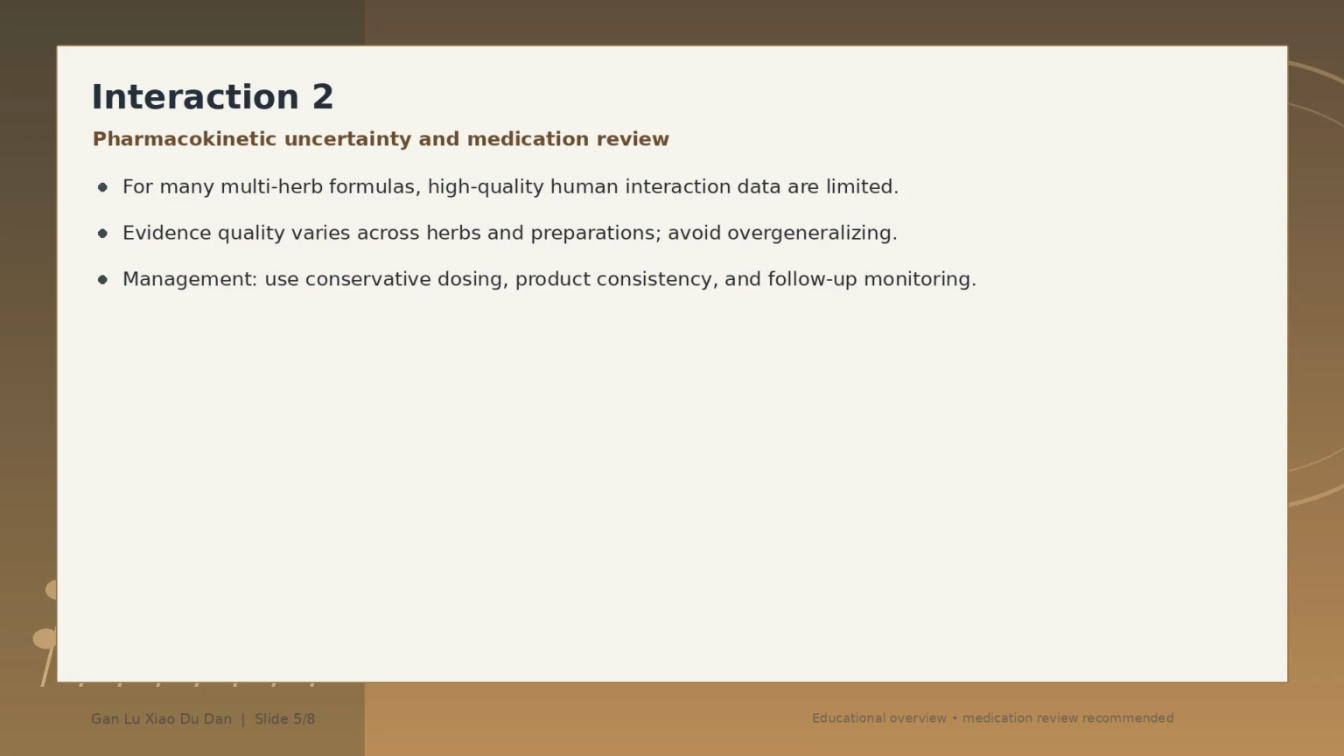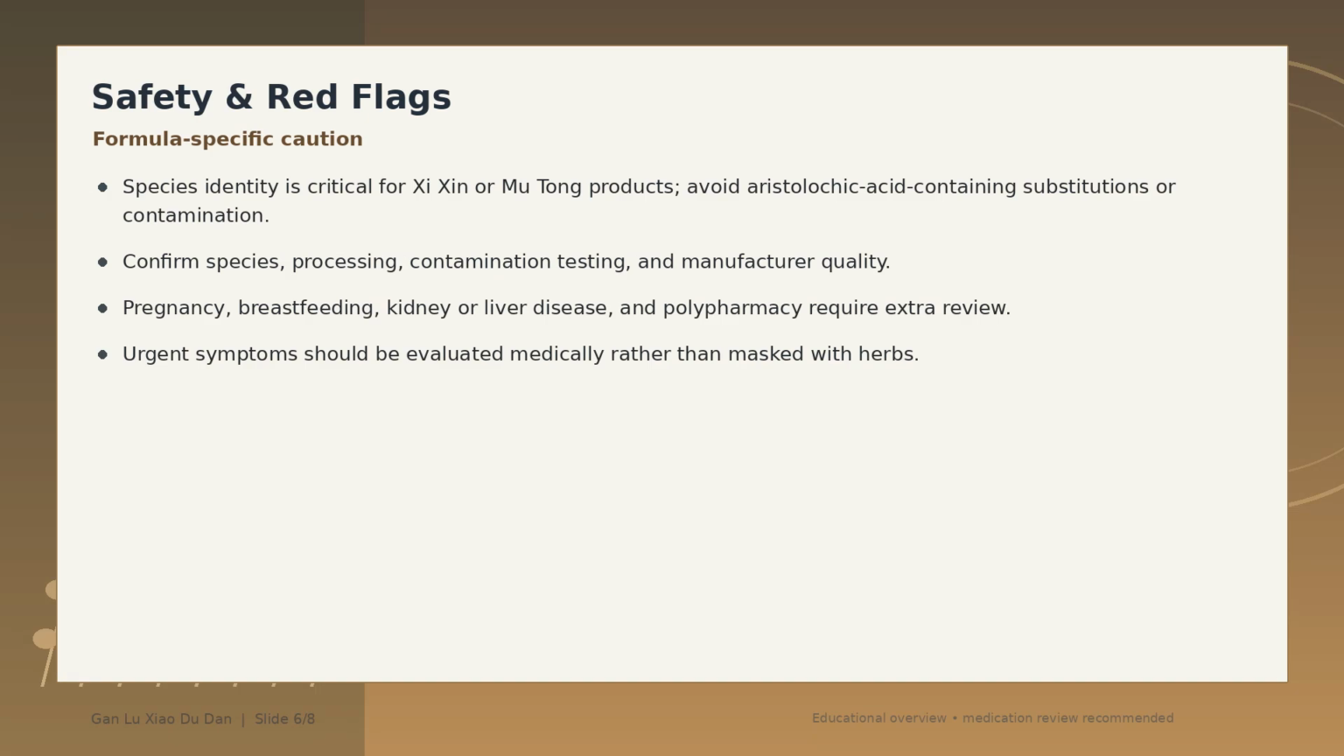The quality of evidence for herb-drug interactions ranges from pharmacology and case reports to controlled human data, and that evidence is uneven. Therefore, distinguish a proven contraindication from a plausible additive effect, and use monitoring where the uncertainty is clinically meaningful. Safety summary. Species identity is critical for Fangji or Mutong products.